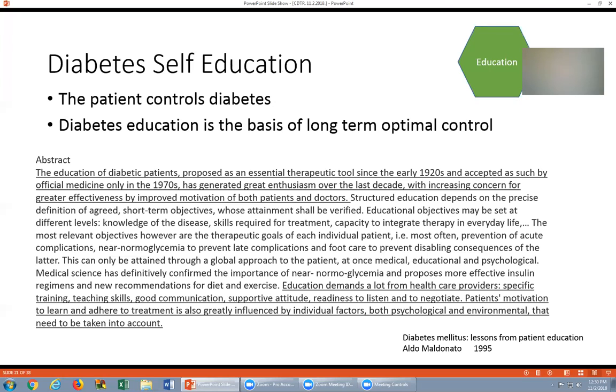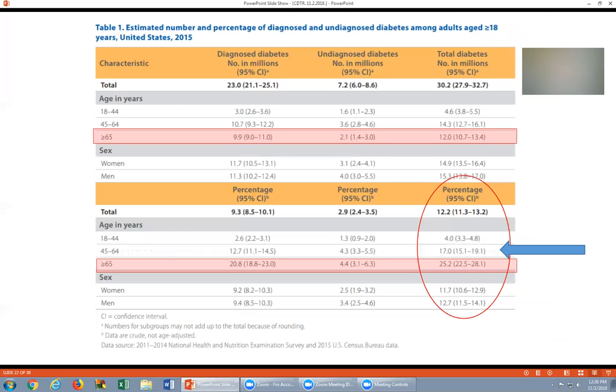The patient is the one who controls the diabetes. And the long-term education should be every step of the way when it comes to diabetes. Another interesting dynamic that's happening now is, and this is data from 2015, and the cutoff they have is at the age of 64.